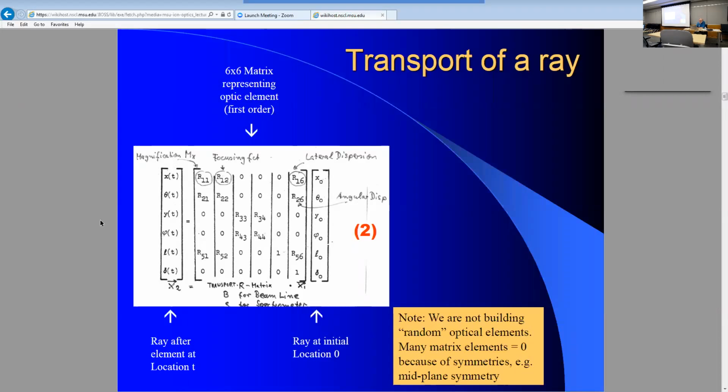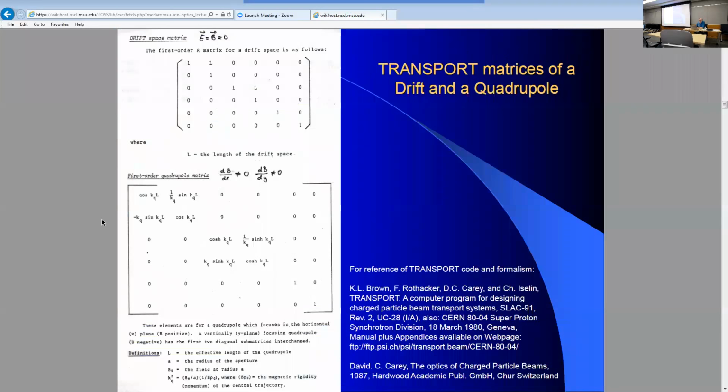Okay, I mentioned that. Now let's look at some matrices. So you may be wondering, if we just let the particle drift from one location to the other without any force, and there you have already the matrix here. It is a unity matrix. That is a matrix with the first diagonal all ones. That wouldn't do anything.